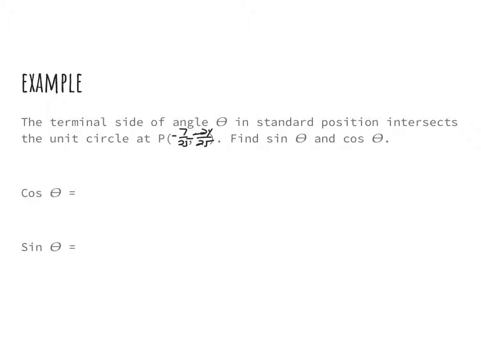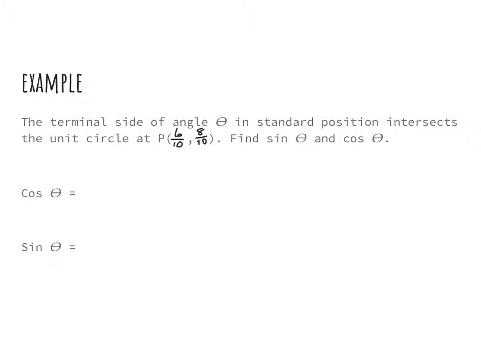So now we've got the point -7/25 and -24/25. Again, to find cosine, we take the x-coordinate, -7/25. To find the sine, we take the y-coordinate, -24/25. And that's all we need to do. Cosine is x, sine is y.